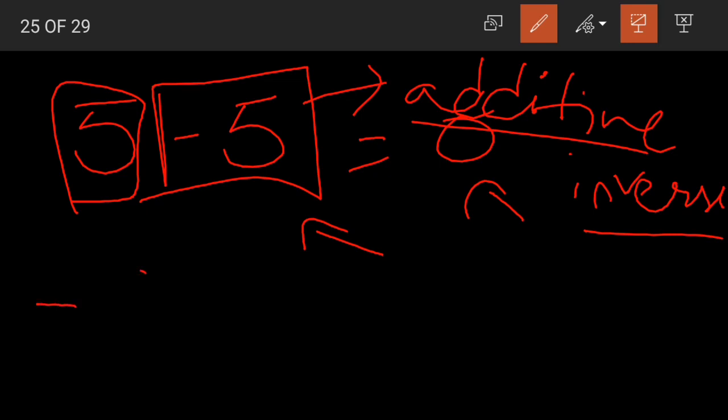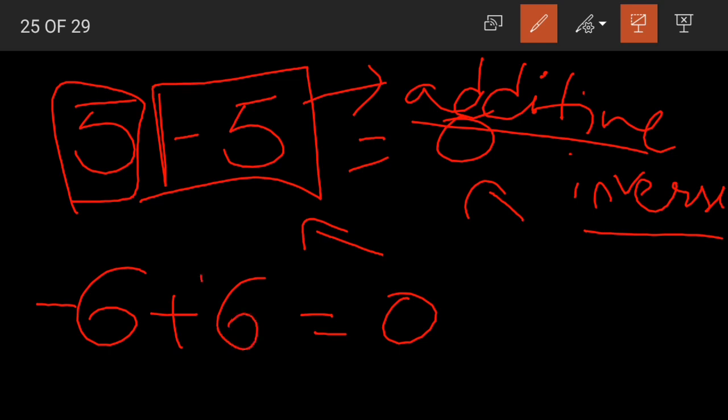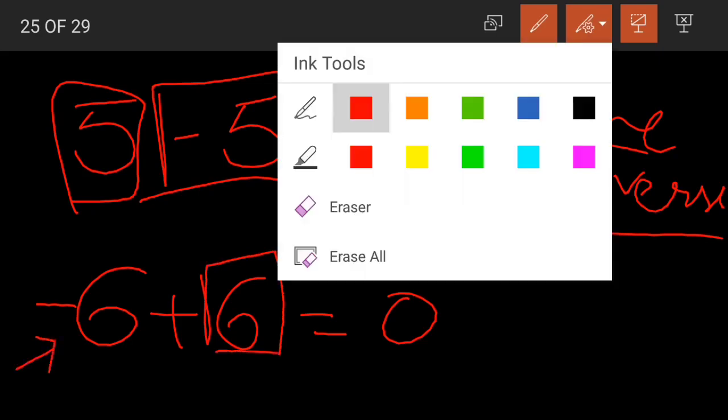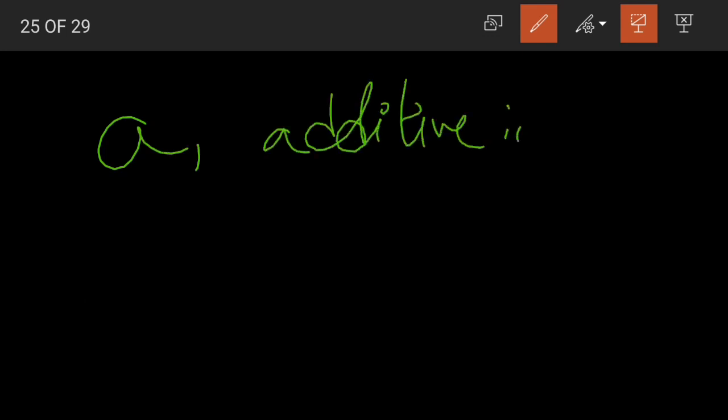Let us take the example of minus 6. I should get 0 as the answer. Now what should I add to minus 6 to get 0 as the answer? I should add 6 to minus 6 to get 0 as the answer, right? Now 6 becomes the additive inverse of minus 6. So we can simply say that for a given integer a, its additive inverse is minus a. For a given integer a, its additive inverse is minus a.